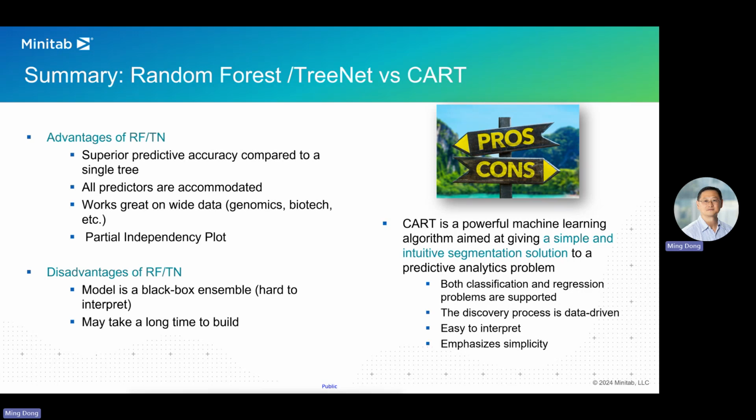But the disadvantage is that it's a black box. You don't see the tree. It tells you the performance, good or bad, but doesn't give you detailed information. Also, it may take longer to build because we're building multiple trees. So these are the advantages and disadvantages of random forest, TreeNet, and CART.